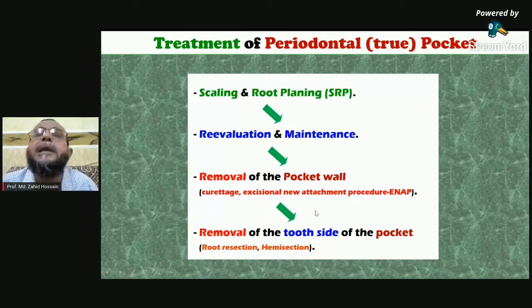At first, we can do gingival curettage. Curettage is a surgical procedure. First, we just blindly remove the pocket wall by the curette. Okay, and also we can do it by surgical blade. We call it excisional new attachment procedure. The procedure is also curettage, but it is called ENAP, excisional new attachment procedure. This is also curettage, but we use blades other than a curette.